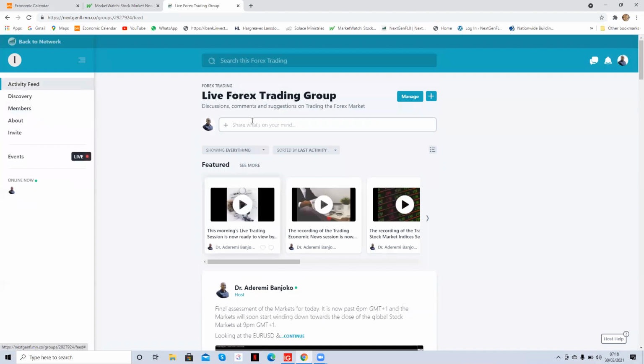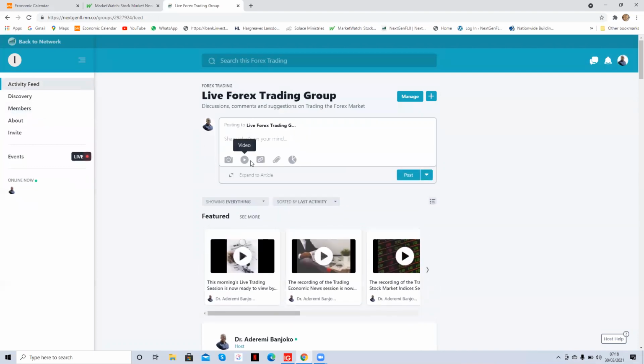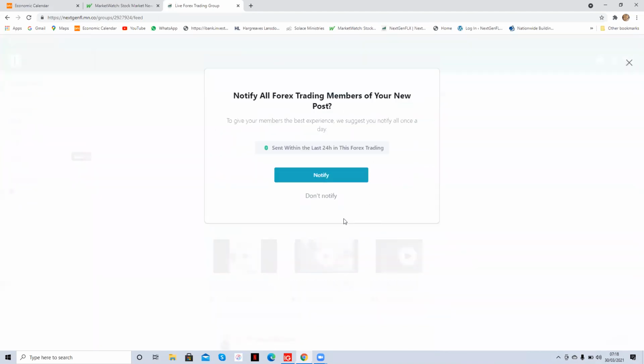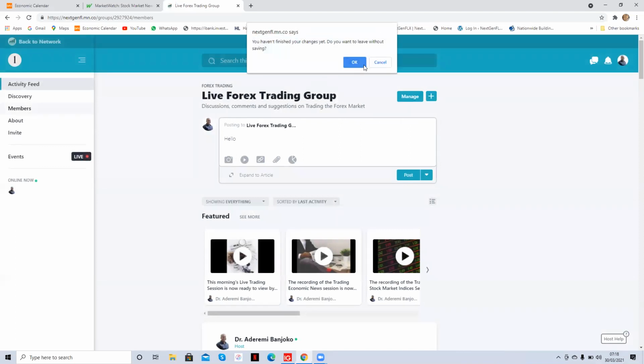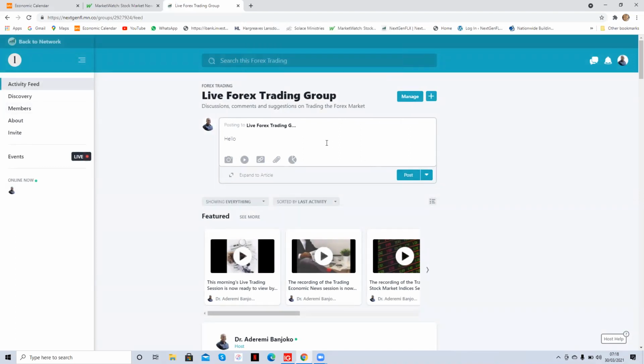Let me just give an example. If I want to send a post and I click on notify, you can see I don't select anybody. It will notify all members, all of them. So anyone who is a member will be notified. It's not like I have a list of people I select. Once I click on that notify, anyone who is a member of the platform will be notified.